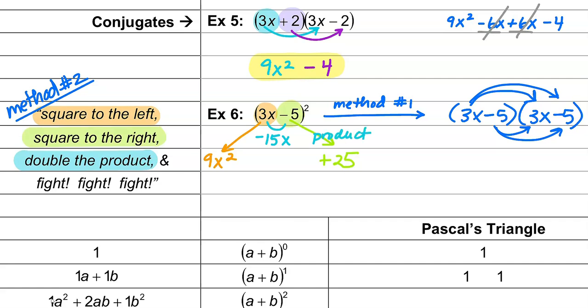So what's double the product? Good, minus 30x. Okay, and fight just tells me that I have three terms. 1, 2, 3. Right? Square to the left, square to the right, double the product, and fight.